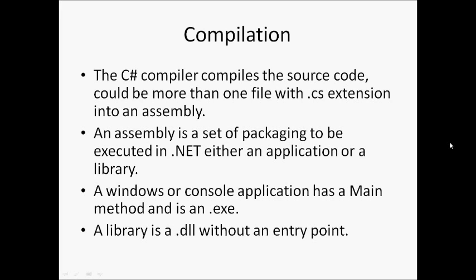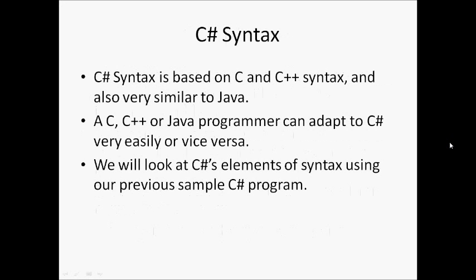An assembly is a set of packaging to be executed in .NET, either an application or a library. A Windows or console application has a Main method and is an .exe. A library is a .dll without any entry point.